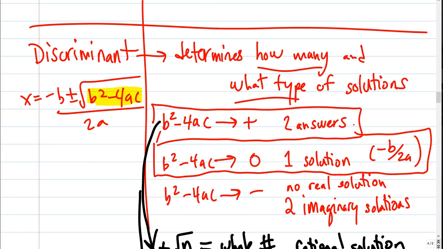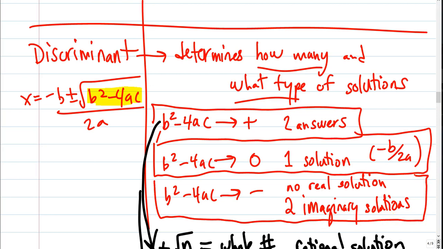And what happens if it's negative? And this is still 1. Well, if we get the square root of a negative, then we have no real solution or two imaginary solutions. So the square root of a negative is not real. But plus or minus i, we do end up with two imaginary solutions.